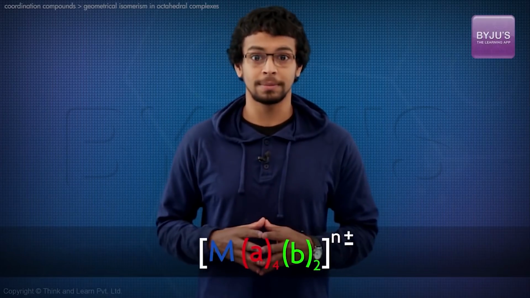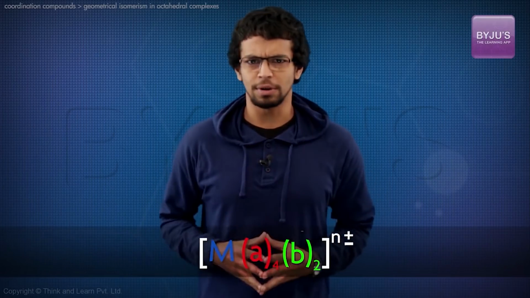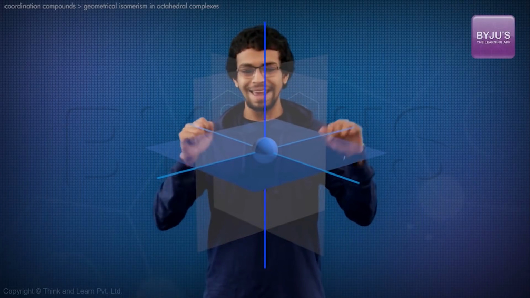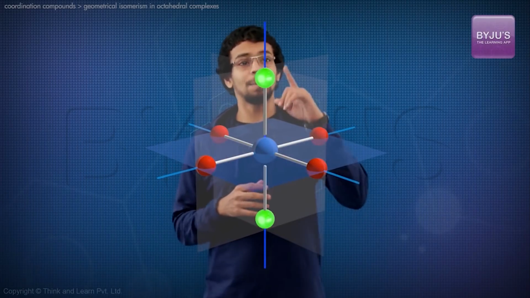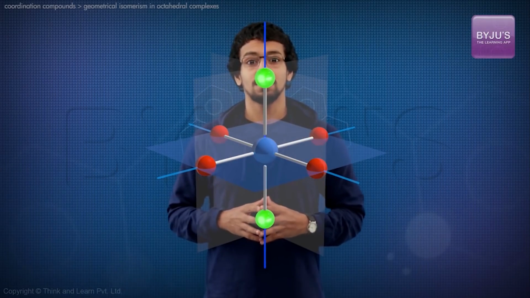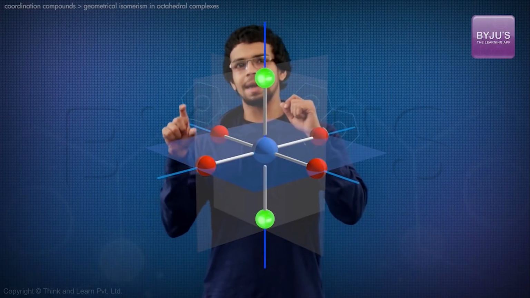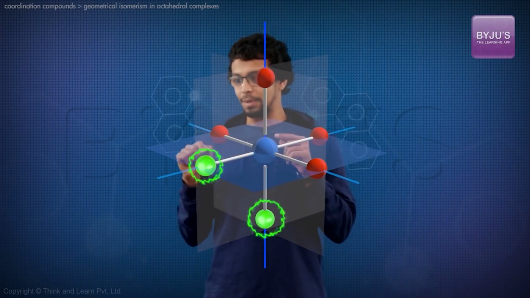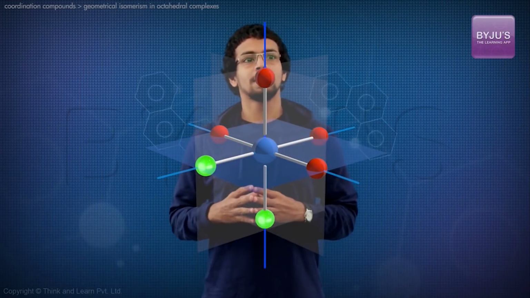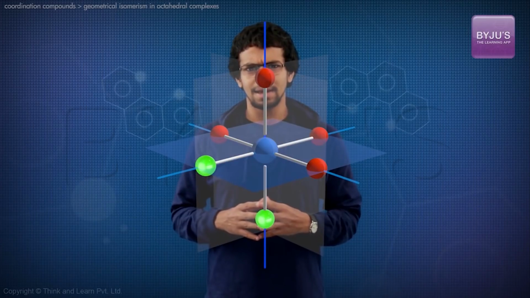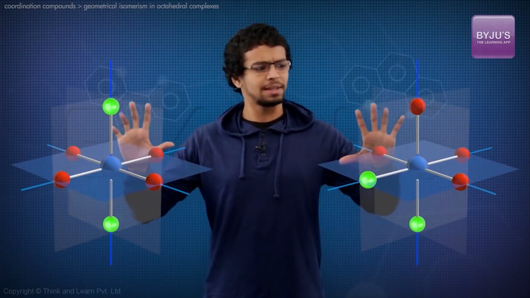Now, what if I had a case of MA4B2? Let's explore this. Central metal atom with 4 of the A ligands on the equatorial plane and B. Now, this makes one configuration. What if I switch one of the A's and the B's? Great, so I have M, B, B, A, A, A, A. Is there any difference between this structure and the previous one? Let's bring back the previous one and split this into 2.